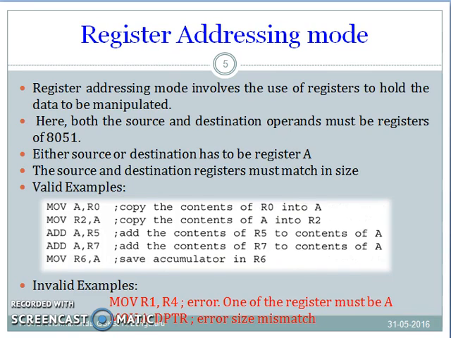One caution to look into in this particular mode is that we cannot copy data between any two registers like R1, R2. One of the registers, either the source or the destination, has to be register A. Another caution is that the source and destination registers must be of the same size.